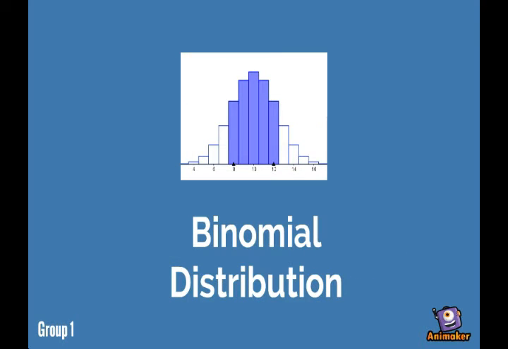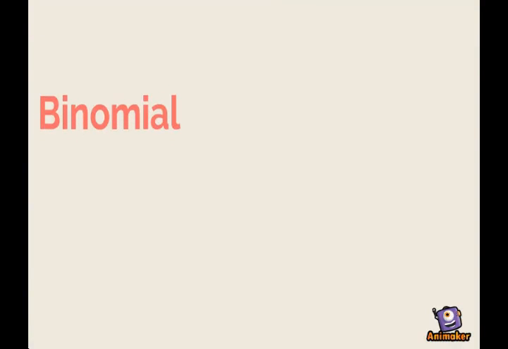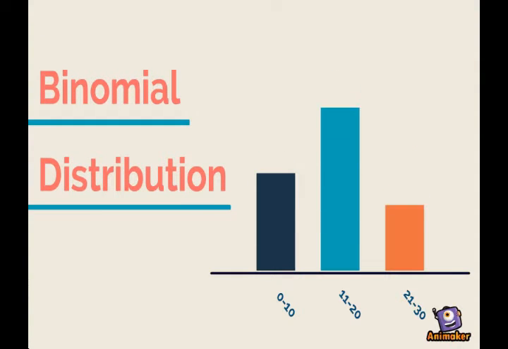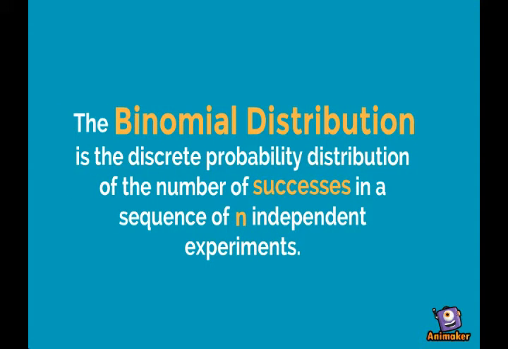Binomial distribution. The binomial distribution is the discrete probability distribution of the number of successes in a sequence of n independent experiments.